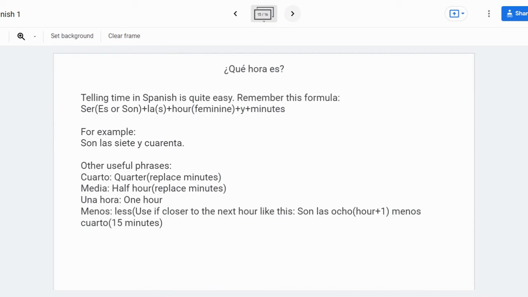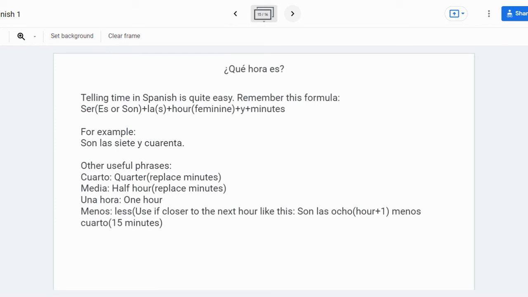Telling time in Spanish, however, is quite easy. Remember the question, ¿qué hora es?, which means, what time is it? Remember this formula if you want to tell the time. Ser, which is either es or son, depending on how many hours, plus la or las, again depending on how many hours, plus the hour. Make sure it's feminine.